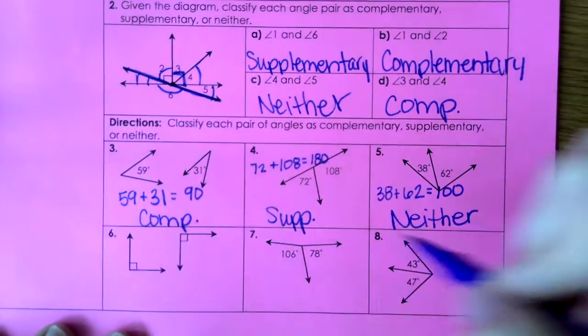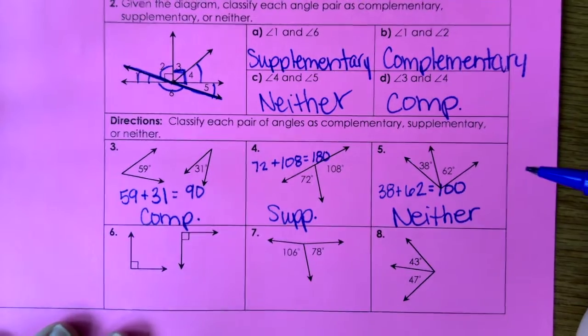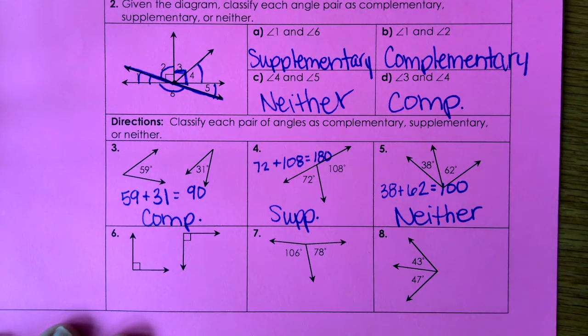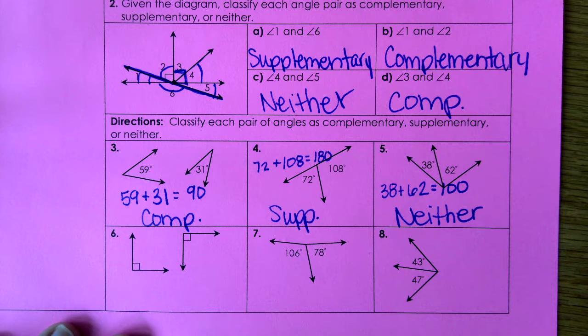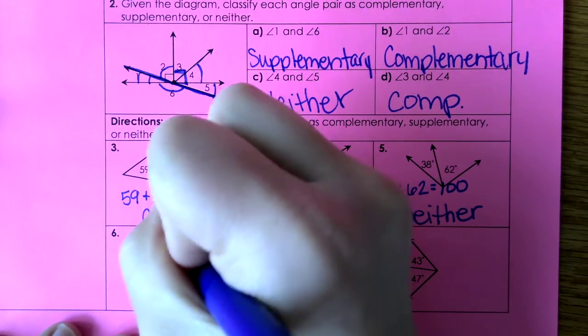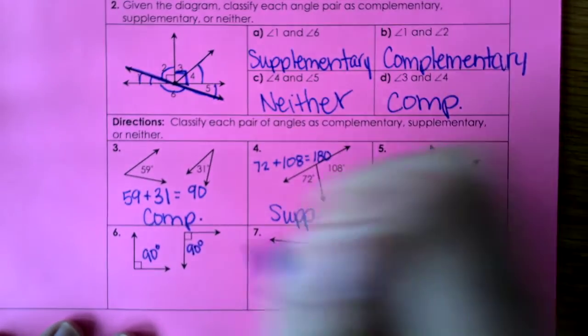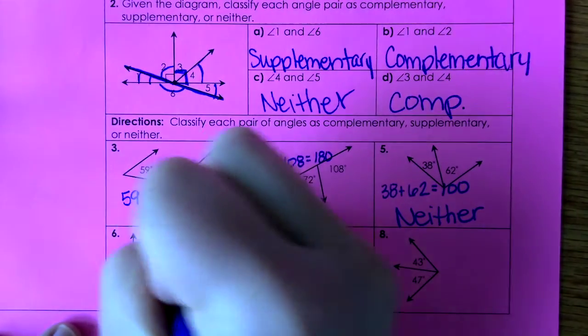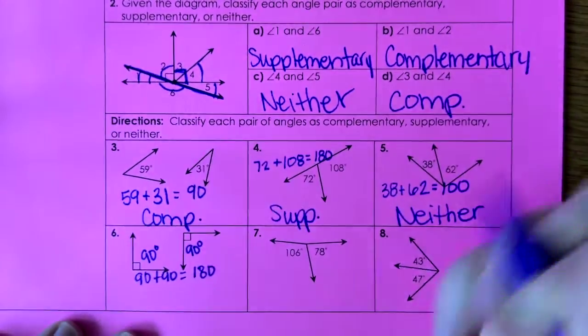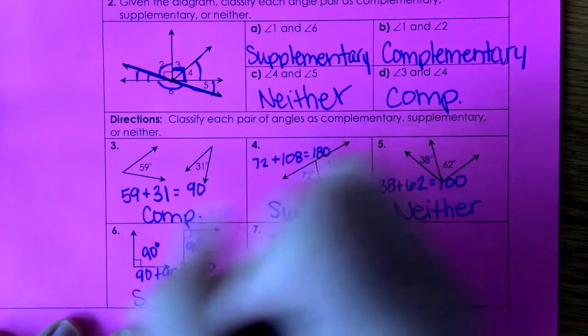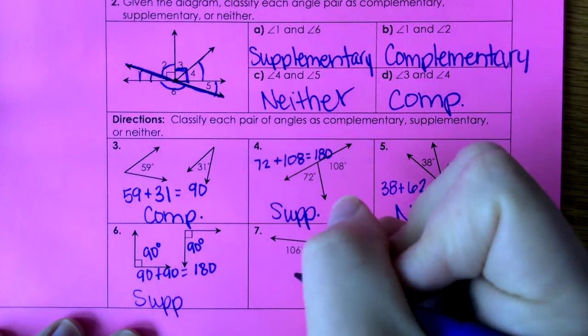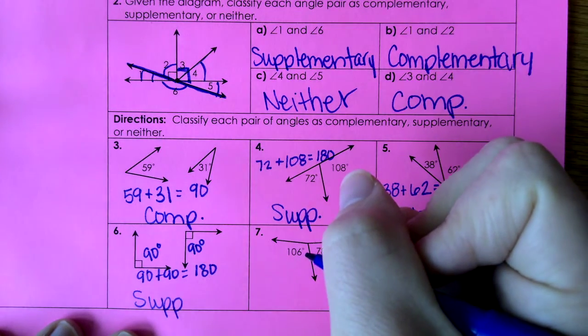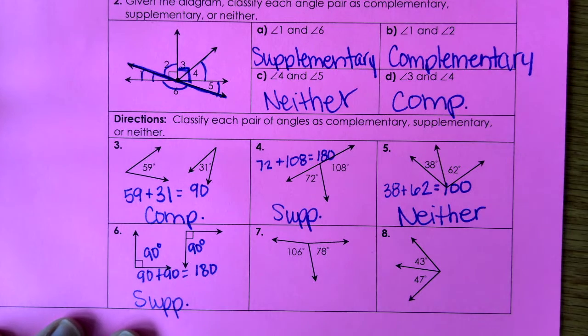Okay. What questions do you have on these top 3? On number 6, how do I do that though? It doesn't give me a degree measure. You assume that both of them are 90 degrees. Why can we make that assumption? They have the box, so we know. We're not even assuming. We know that those are 90 degrees. And 90 plus 90 is 180. Good. So what kind of angles are those? Supplementary. 9 plus 9 is 18 and then add a 0. 180 then.